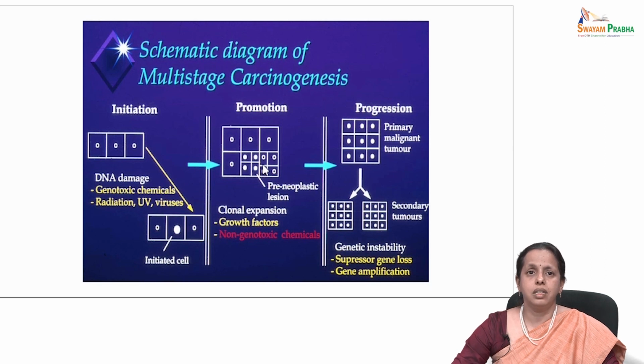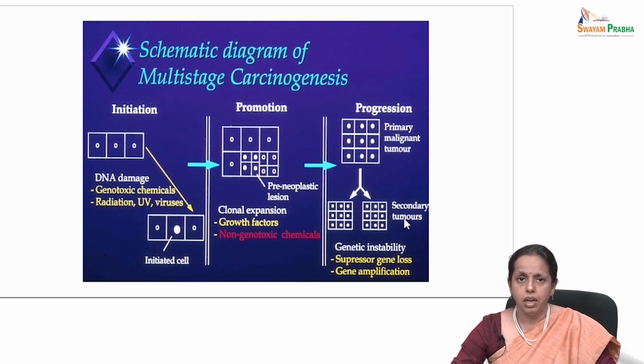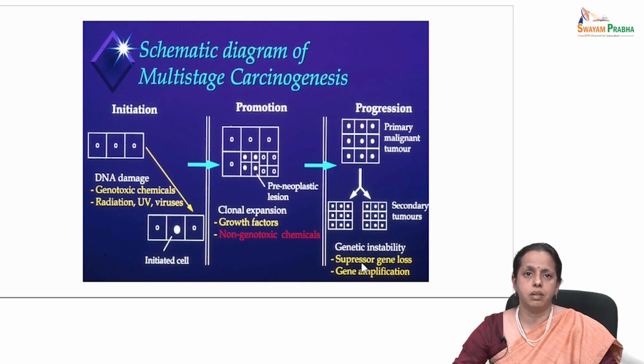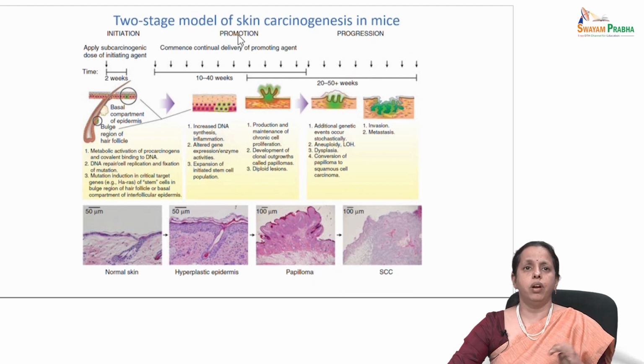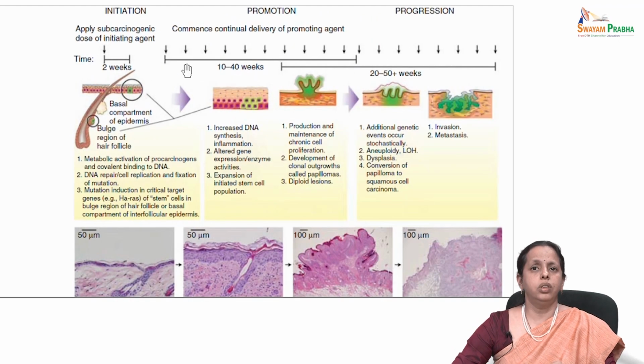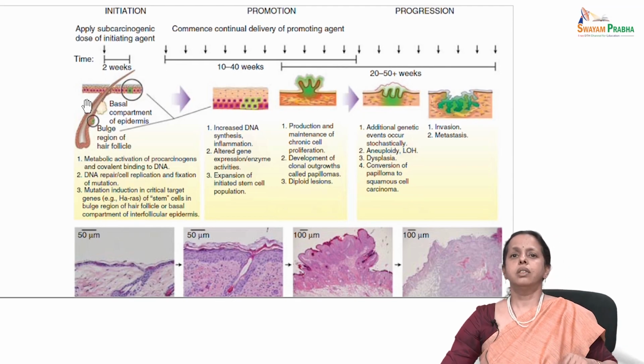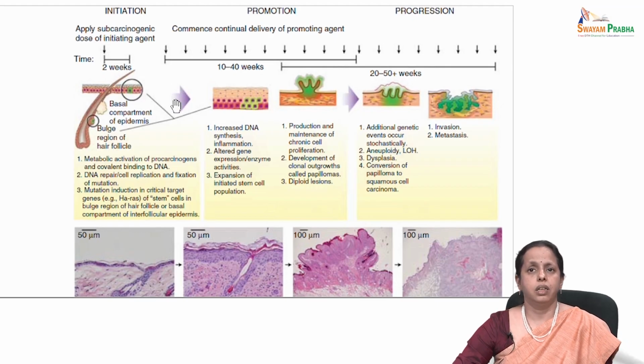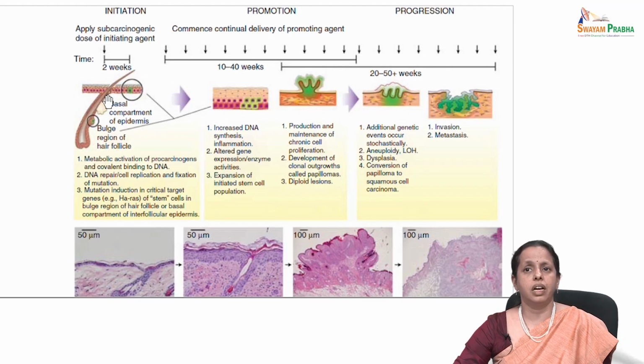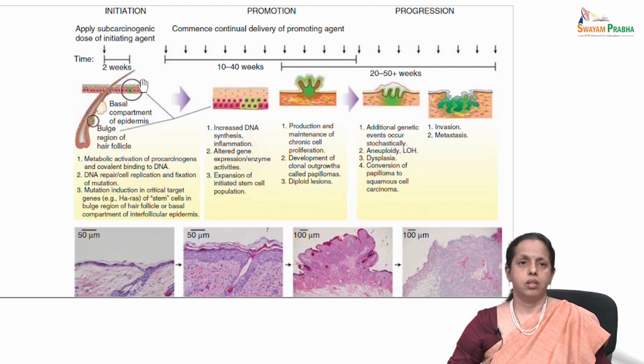Then, still confined, in the promotion stage, you have the pre-neoplastic lesions. Here you have non-genotoxic chemicals in play, and then you have the progression, where there is a primary malignancy. Very nicely you can see how this malignant tumor will form secondary tumors through genetic instability, suppressor gene loss, and a lot of gene amplification. This is a 2-stage model of skin carcinogenesis in mice. During the initial topical application of a subcarcinogenic dose of a mutagenic agent, mutations are induced in target genes in keratinocyte stem cells. So, what happens here?